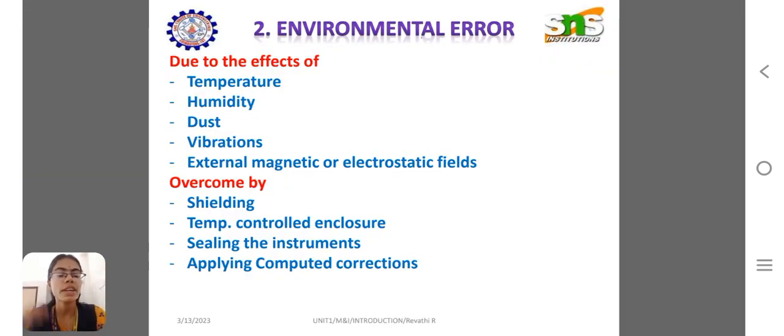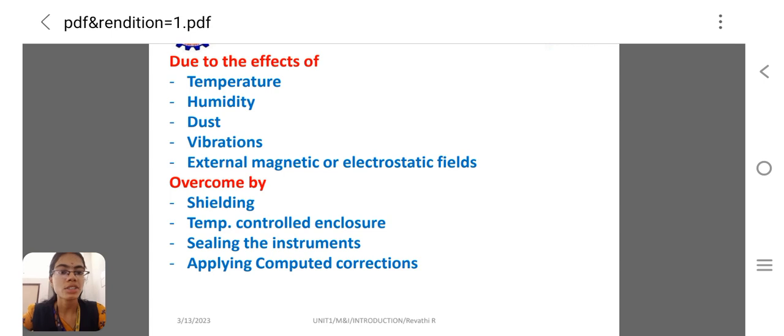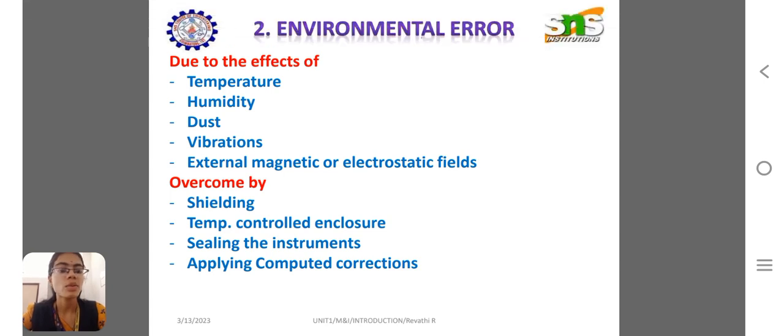Environmental error. Environmental errors are due to the effect of temperature, humidity, dust, vibration, and also the external magnetic or electrostatic field. Environmental error can be overcome by the following steps: shielding the instruments, temperature controlled enclosure, and applying computed corrections. These are the methods of overcoming environmental errors.